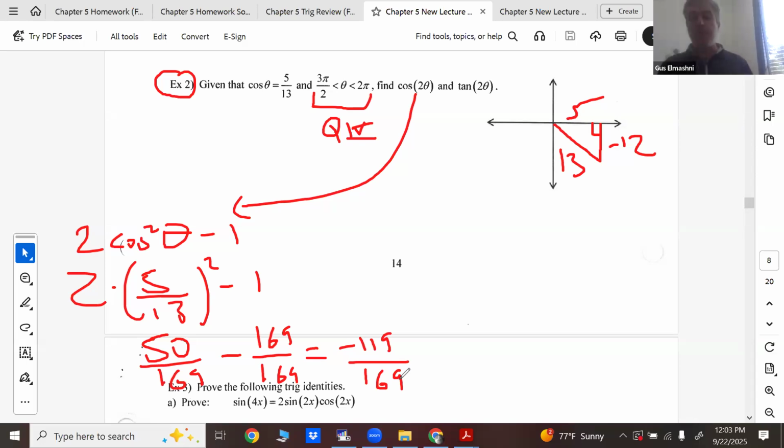If you actually were to find theta by doing the inverse cosine of 5/13 and adjust it for the 4th quadrant, and then double that angle and take the cosine of it, you get some nasty decimal, which would match with that nasty decimal. So you can always verify your work.